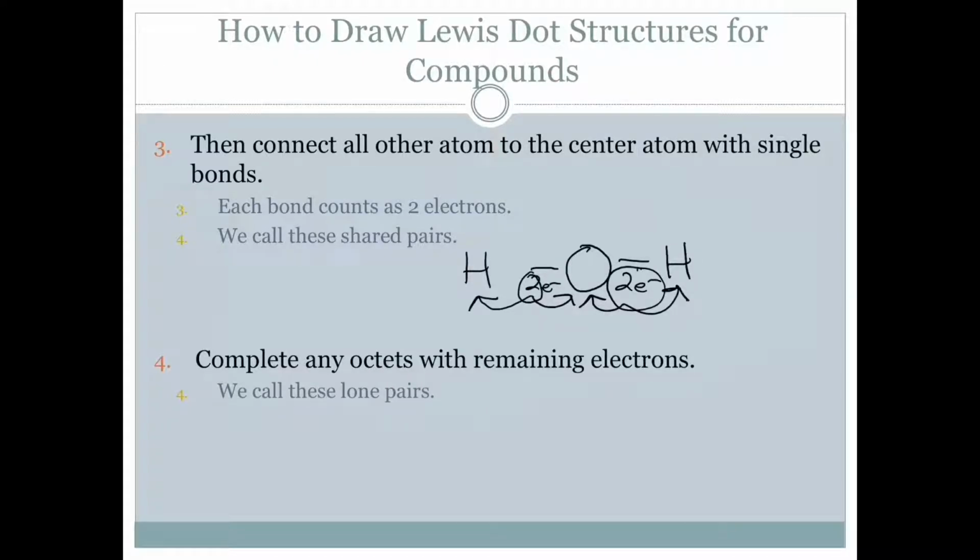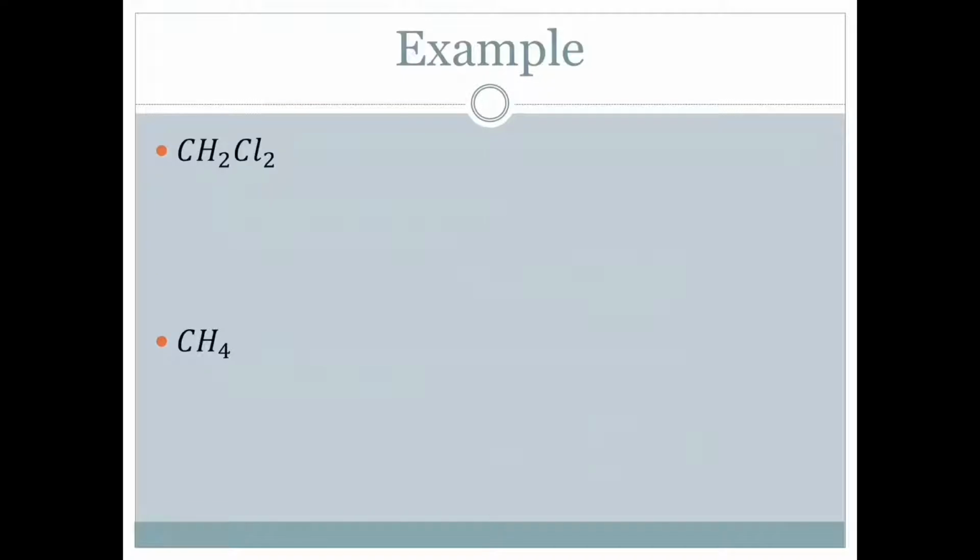So now we've got 4 electrons that we have to put around the oxygen because the hydrogens have their octet filled. So we're going to make it look like this. Now oxygen has 8 electrons and hydrogen has 2 each. All right, let's try an example.